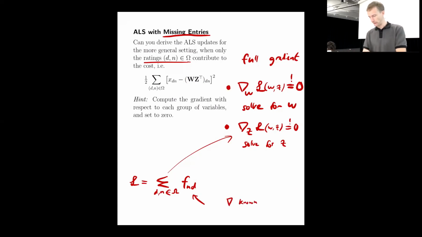This is another thing that you can think about a bit more if you want: whether you can solve it in closed form for Z and then solve it in closed form for W, and alternate again and again. And still the cost is not super trivial, so it's going to be more than an SGD step.